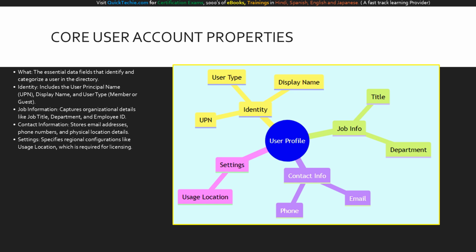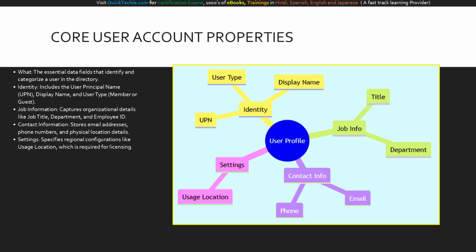Our fourth point covers contact information, where we store emails and phone numbers. Lastly, we have settings. A vital property here is the usage location. Without setting a usage location, you cannot assign a license to a user due to regional legal requirements. This mind map breaks down the user profile into its 4 major property categories.